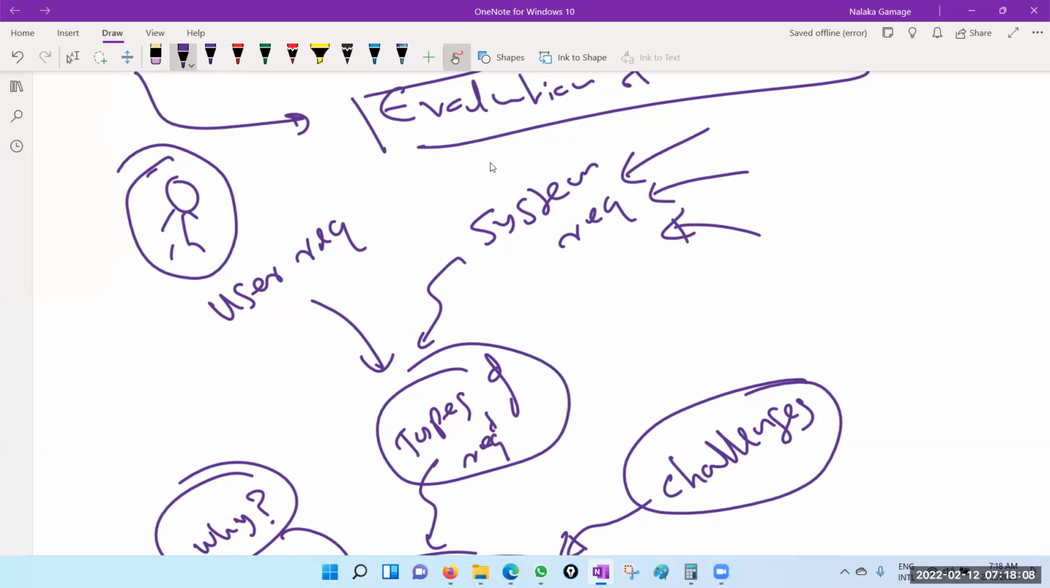If it is an accounting system, we know that there's a concept called double entry. Whenever there's a business transaction, two entries have to happen. One side debit, other side credit. So those are system requirements. If you are developing an accounting system, that kind of requirements has to be fulfilled.